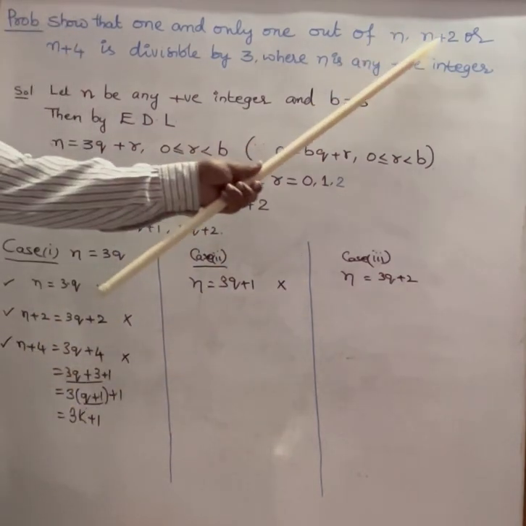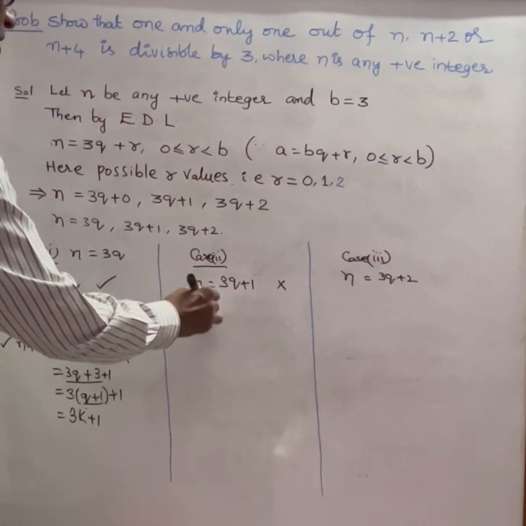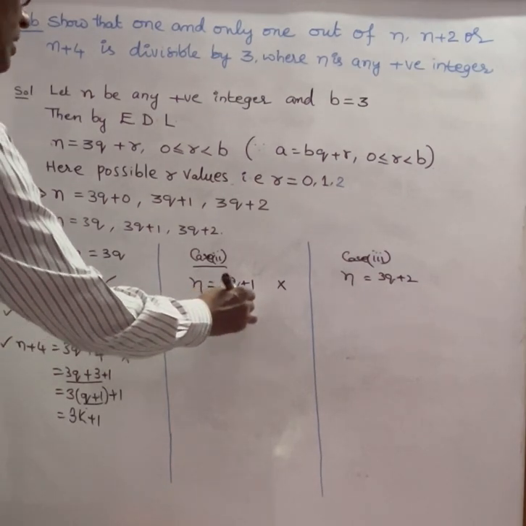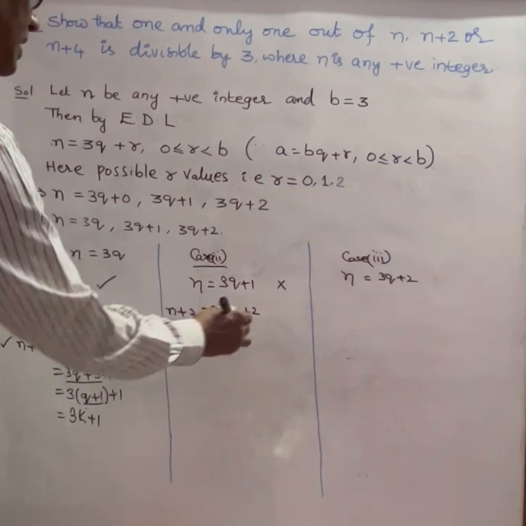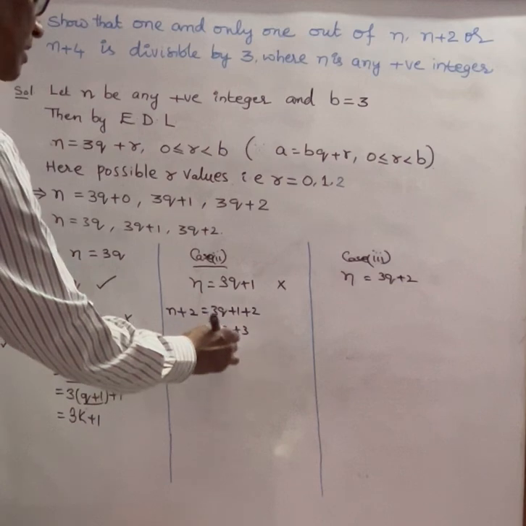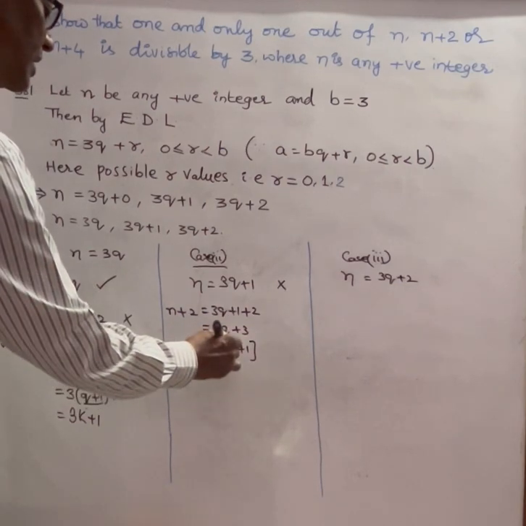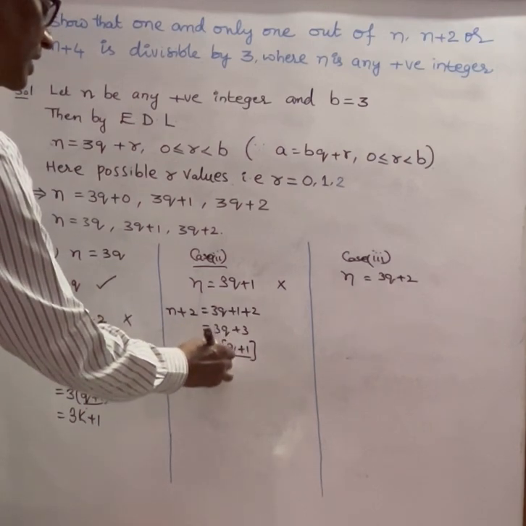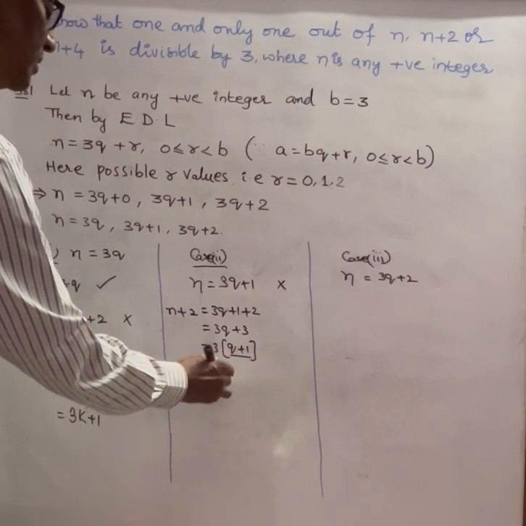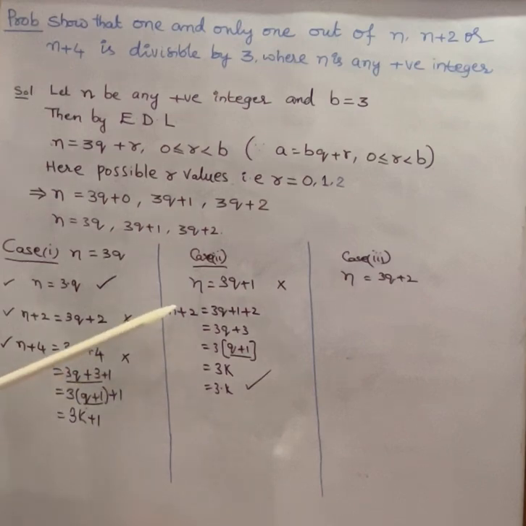Now find out n plus 2. n plus 2 is 3q plus 1 plus 2. We may write 3q plus 3. We may take 3 as common: 3 into q plus 1. Now consider q plus 1 as an integer, considering it as k. Therefore, we may write 3 into k, which is divisible by 3. Now n plus 2 is divisible by 3.